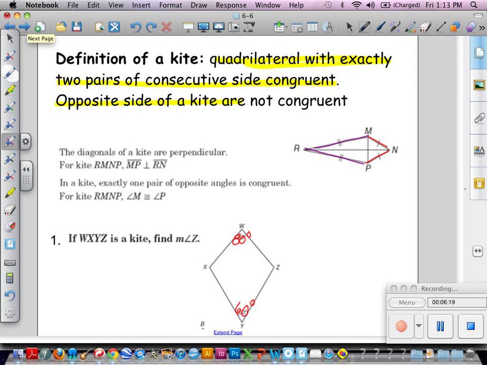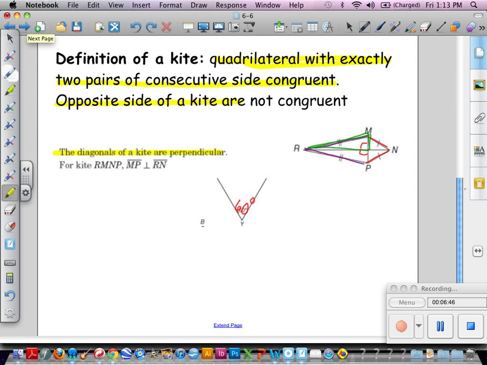We've got a couple of characteristics here too. Diagonals of a kite are perpendicular. So you've got right angles here in the center. Keep in mind you might want to use those right triangles to solve for problems. Also, you have exactly 1 pair of opposite angles congruent. So in this picture, M and P are congruent.